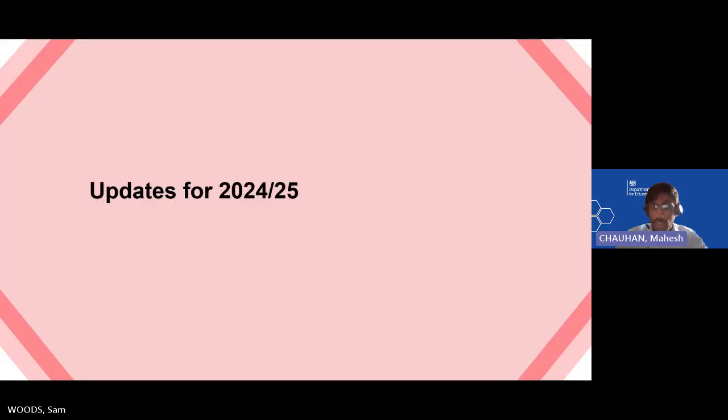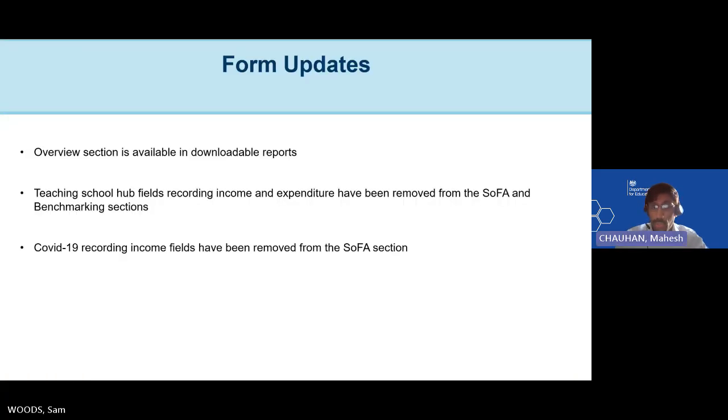So now we're going to look at the updates that have been made to the accounts return for this year. Next slide, please. So there's 3 key updates that have been made this year that I'm going to highlight. So the first of which is the overview section is now available to download. So this allows you to see the trust and academy level data and questionnaire responses for the current and previous years. So this change had been made directly on the back of feedback from trusts for this option to be made available. So we've done that.